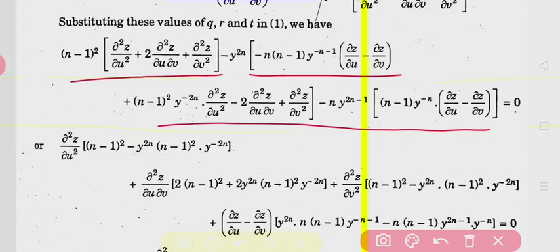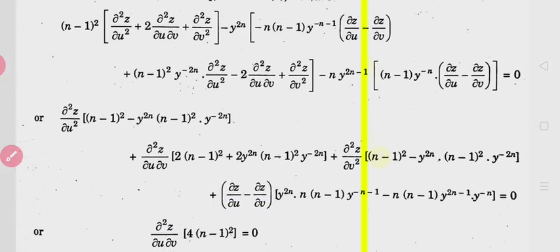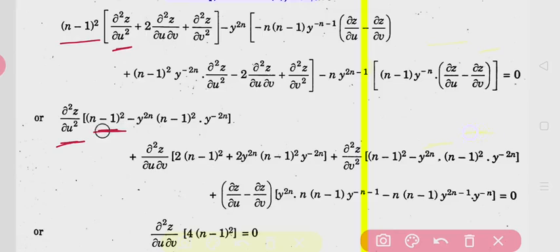So firstly we collect the terms of ∂²z/∂u². Okay. So when you collect these terms, you can check ∂²z/∂u². यहाँ पर इसका कोफिशिएंट है (n-1)². सो आई जस्ट टेक दैट ∂²z/∂u². फर्स्ट टर्म का कोफिशिएंट लिख दिया पहले (n-1)². देन और कहाँ पर आपका ∂²z/∂u² हियर.